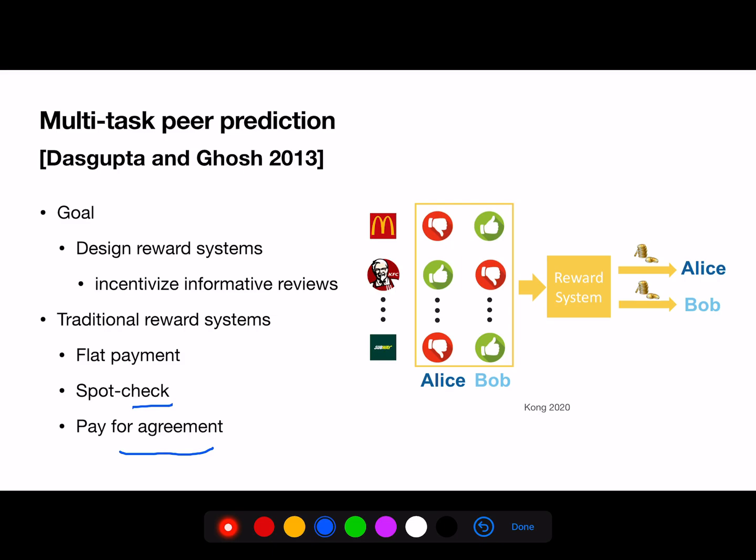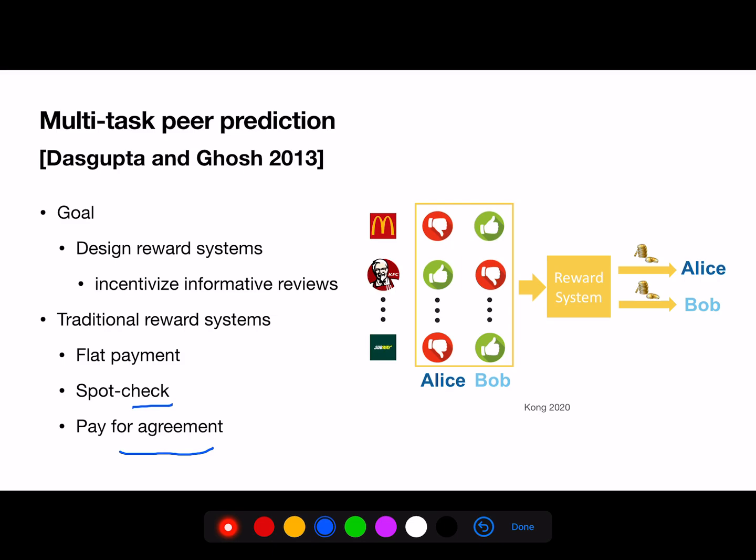Another problem is that if we tell them we're going to pay according to the number of agreements, they can just ignore the identity of the restaurant and say they like the restaurant all the time. In such a case, they don't need to pay any attention or put in any effort, but they can get the highest amount of payment. So that will distort their incentive.